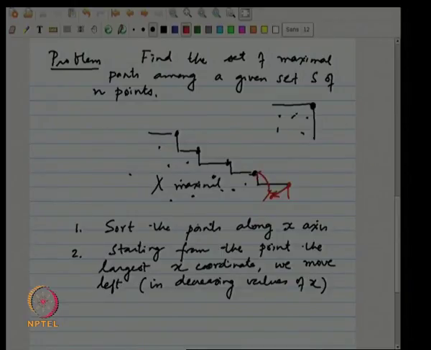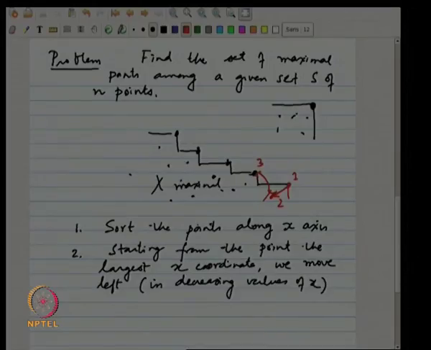Then we move further and we come here. This has a smaller x coordinate than 1. Let us say this is 2, this is 3. But 3 has a larger y coordinate. So, 3 survives, and 3 will always survive because all other points have smaller x coordinates. So, no other point can dominate 3. This is the way we progress, and so what is the information that we require to maintain?